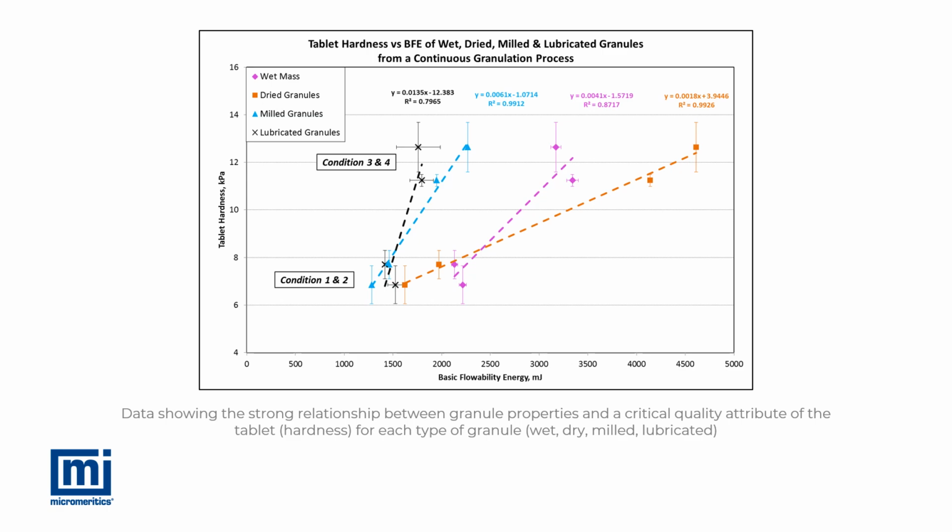tablet hardness. So if we want to target, let's say, a tablet hardness of 10 kPa, then we will require a BFE of around 3,300 millijoules in our dried granules. If we achieve 3,200 or 3,400, our tablet hardness is still likely to be close to our target.